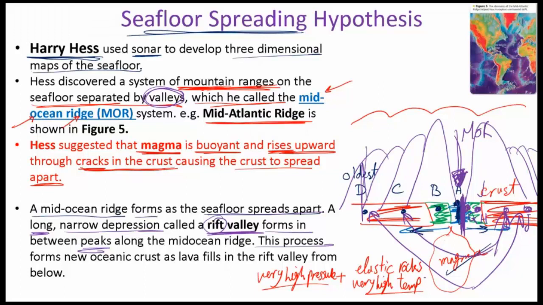This process forms new oceanic crust. So the crust is renewable, as lava fills this Rift Valley from below. So this was the hypothesis of the sea floor spreading, اتساع قاع المحيط, by Harry Hess.